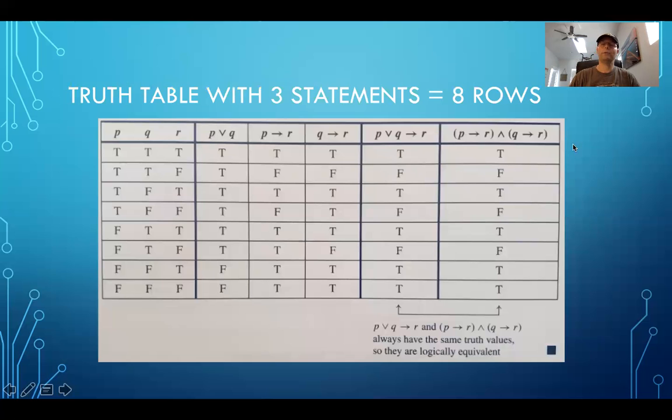Now, sometimes you get multiple statements in what you're trying to prove. So that's going to be tricky because if you have three statements, P and Q and R, and you want to look at all the different true or false values, that's actually going to require 8 different rows, which is a very large truth table. But you can still do it. It just takes more time.